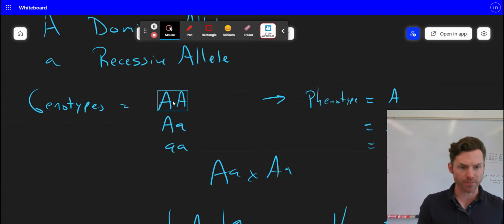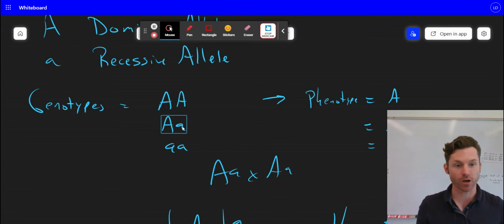And the setup, the combination that we have, we call the genotype. So if I have two dominant alleles, I call that homozygous dominant. If I have one dominant and one recessive, I call that heterozygous. And if I have two recessive alleles, I call that homozygous recessive. Okay? Those are our genotypes: homozygous dominant, heterozygous, homozygous recessive.